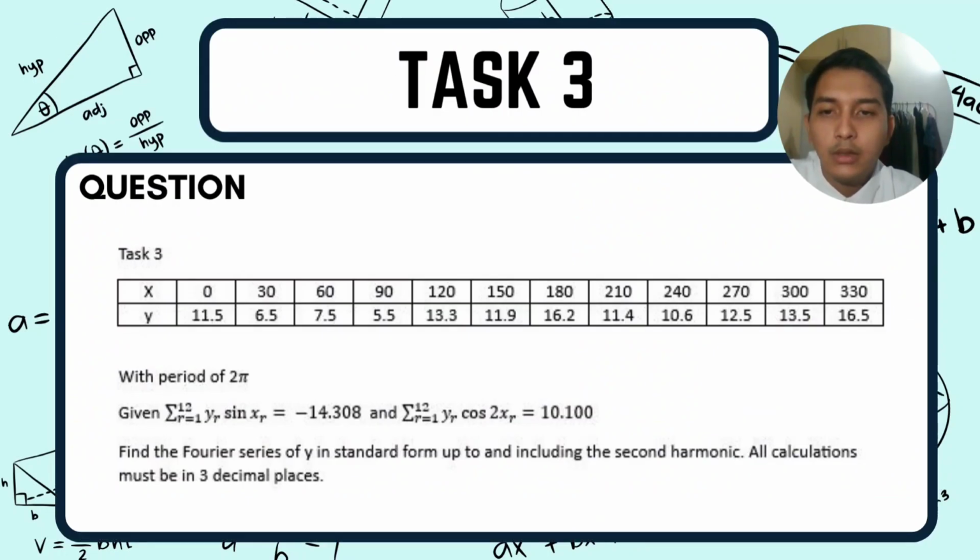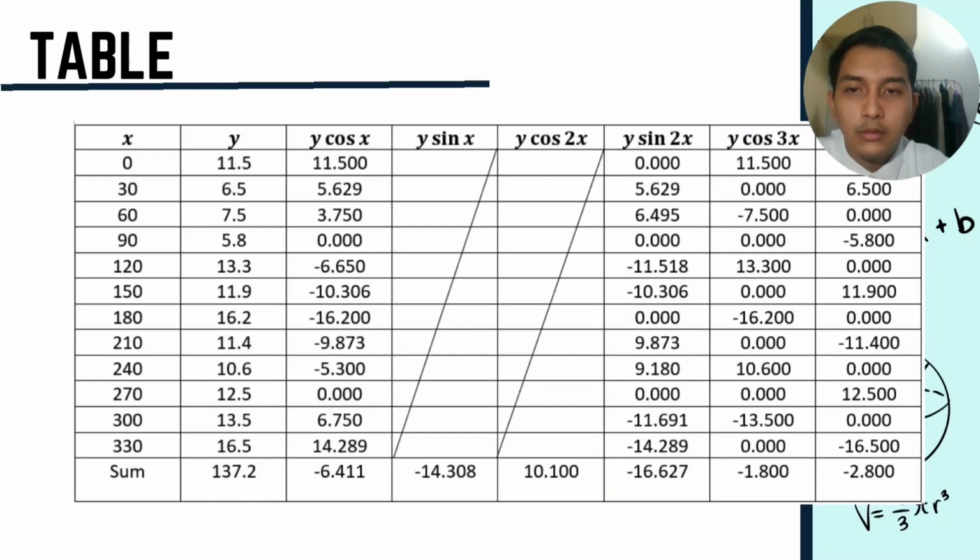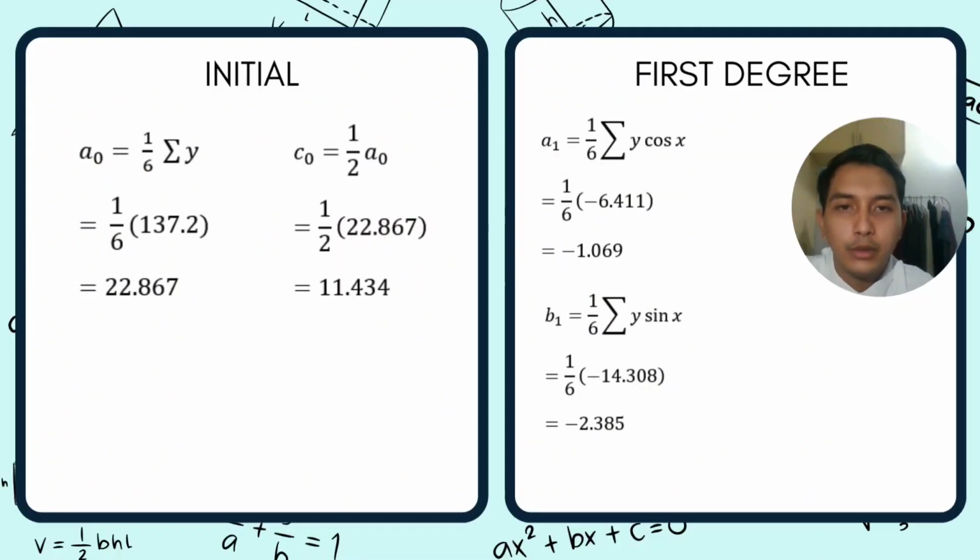Thank you. For task 3, it's about harmonic analysis. The question gives a period of 2 pi, and it also gives the values of y sin x and y cos 2x. For this question, firstly we must construct a table which consists of x, y, y cos x, y sin x, y cos 2x, y sin 2x, y cos 3x, and y sin 3x. We go until y cos 3x and y sin 3x because the question must include until the third harmonic. For the y sin x and y cos 2x given by the question, we just put the values into the table.